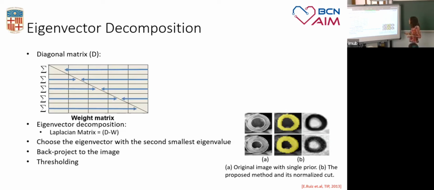So what you do is add every row and put it into the diagonal, right? So we will have in the diagonal all the information from all the neighbor pixels, and you will put it all in the diagonal. So you will only add. Okay? We add the weight matrix and put it here. Then we take the diagonal matrix subtracted by the weight matrix, and we have a Laplacian matrix. And we will compute the eigenvector decomposition.